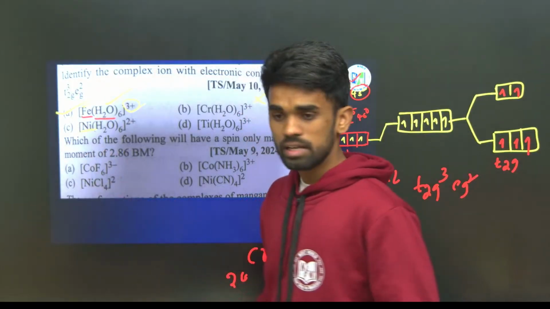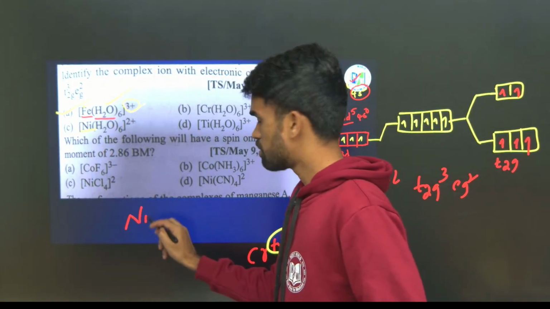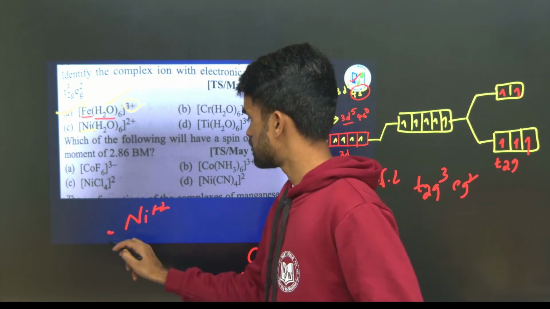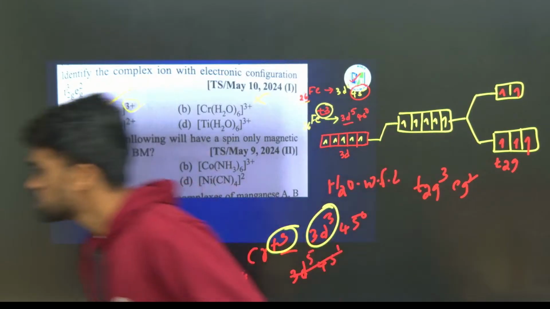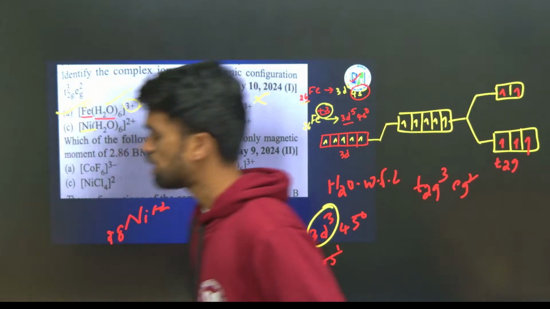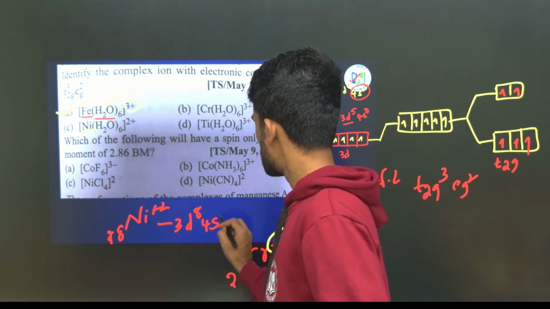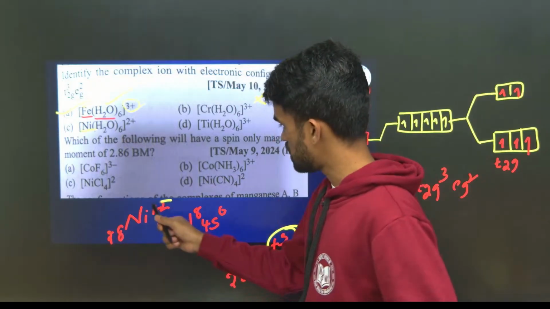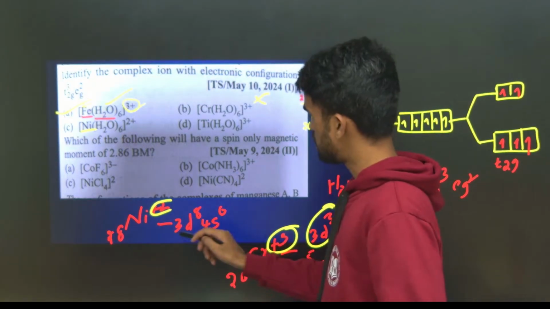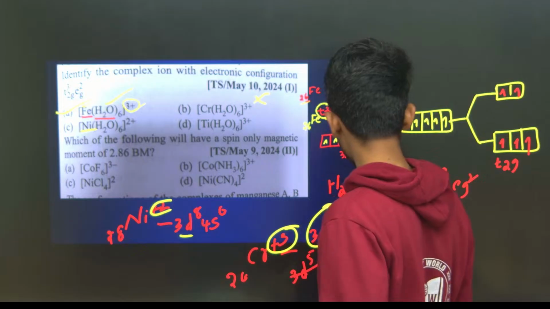So nickel here, what is the atomic number? Nickel +2, d8. It means 28 now. So what should you write here? 3d8 4s0. +2 means you remove the 2 electrons here. So d8 means just fill the number of electrons.